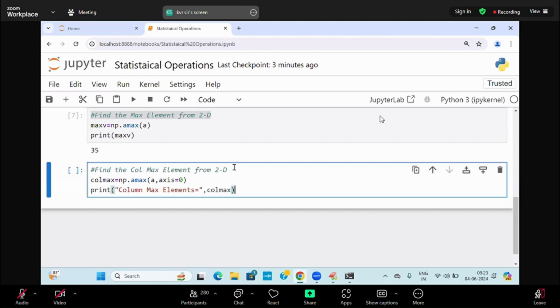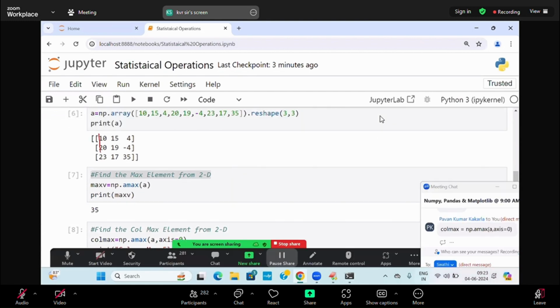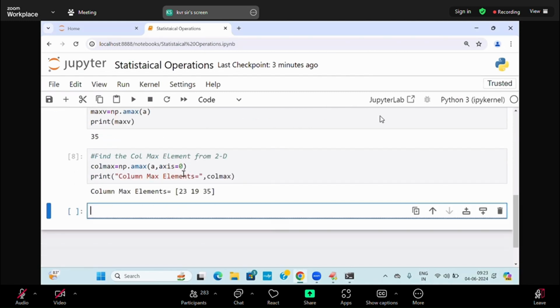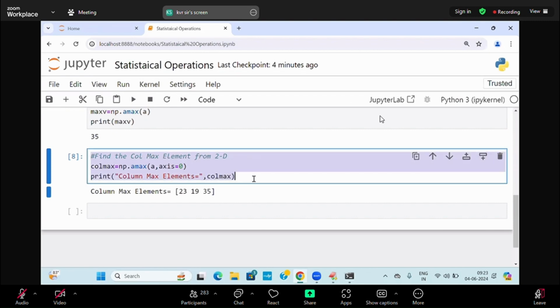You see that in this column the maximum element is 23, here the maximum element is 19, and here the maximum element is 35. So you are getting these elements. Similarly, next is called what?